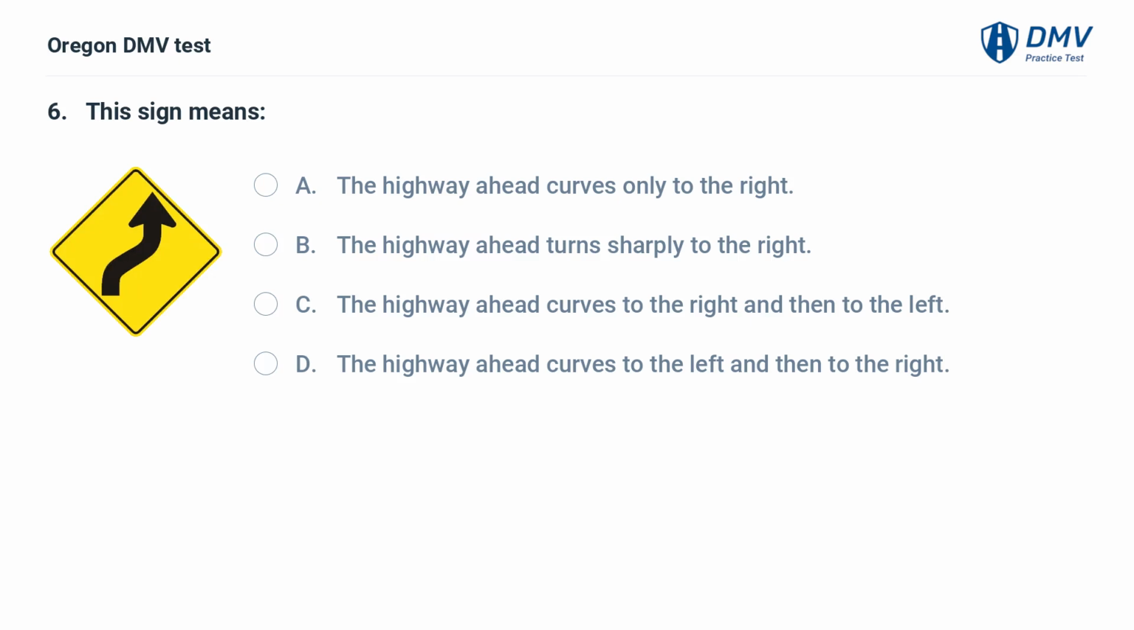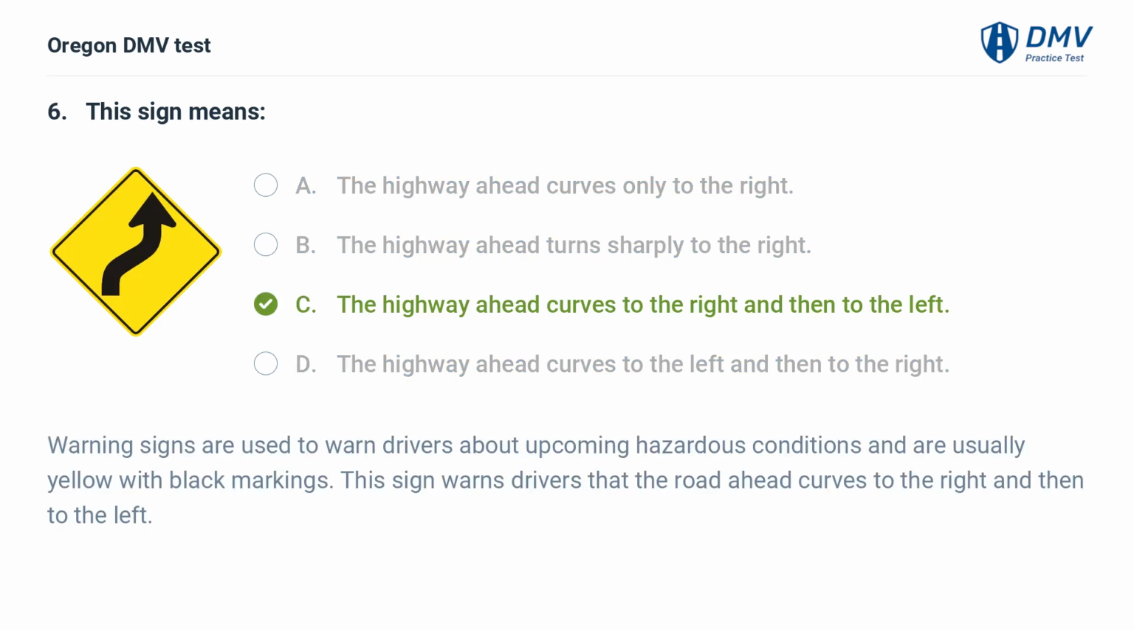This sign means A. The highway ahead curves only to the right. B. The highway ahead turns sharply to the right. C. The highway ahead curves to the right and then to the left. D. The highway ahead curves to the left and then to the right. C. The highway ahead curves to the right and then to the left. Warning signs are used to warn drivers about upcoming hazardous conditions and are usually yellow with black markings. This sign warns drivers that the road ahead curves to the right and then to the left.